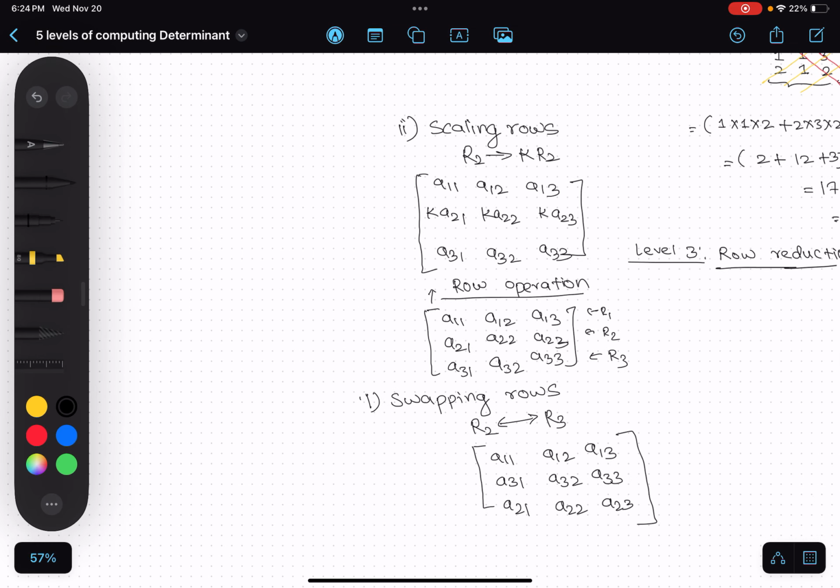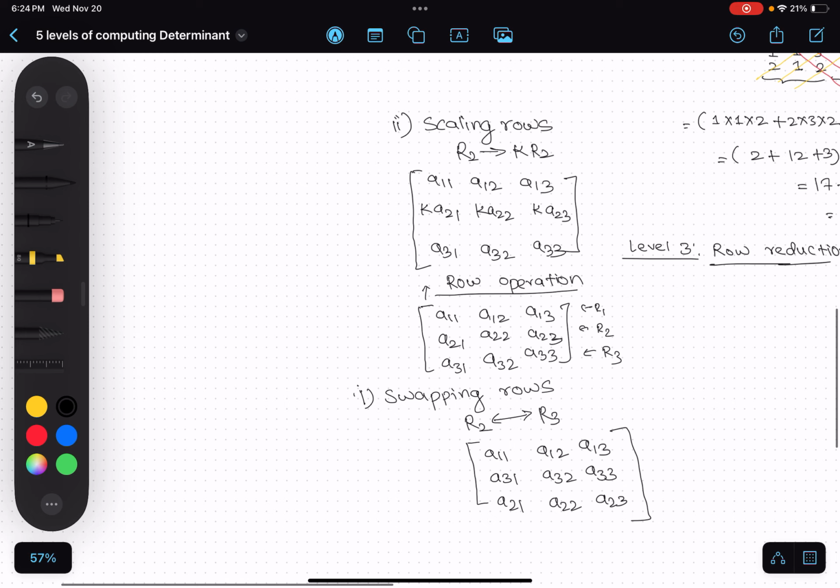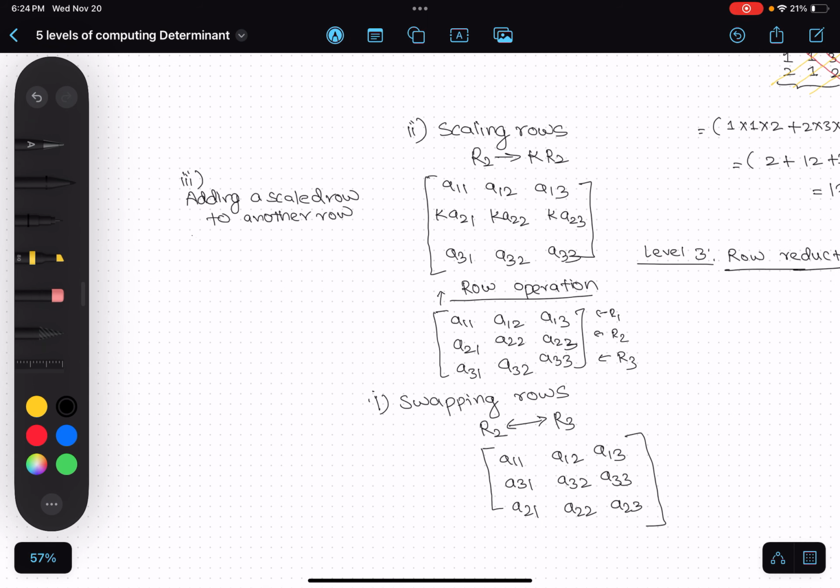The third row operation is, I will tell you the reason you need to know this, but for now just know that such things are there. The third one is adding a scaled row to another row. How this works is, let's say row 2 becomes row 2 plus k times row 1, where k can be any integer. This is our third row operation.